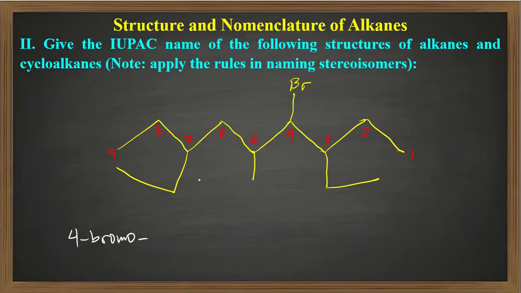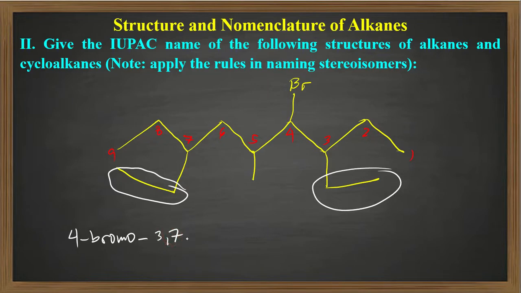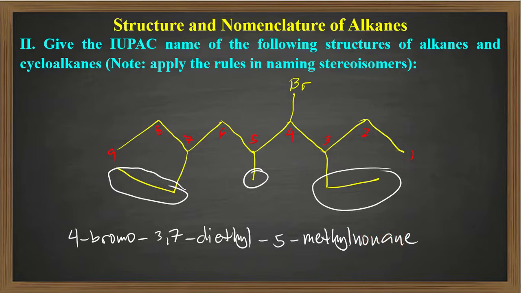Ethyl comes before methyl. So we have an ethyl here, this one, ethyl. So we have here 3, 7, that will be diethyl. And then we have a methyl in carbon number 5, and that will be 5-methyl. Then the longest chain, our parent name, will be nonane because we have 9 carbon atoms in our longest chain. So the name for this compound is 4-bromo-3,7-diethyl-5-methylnonane. Okay?